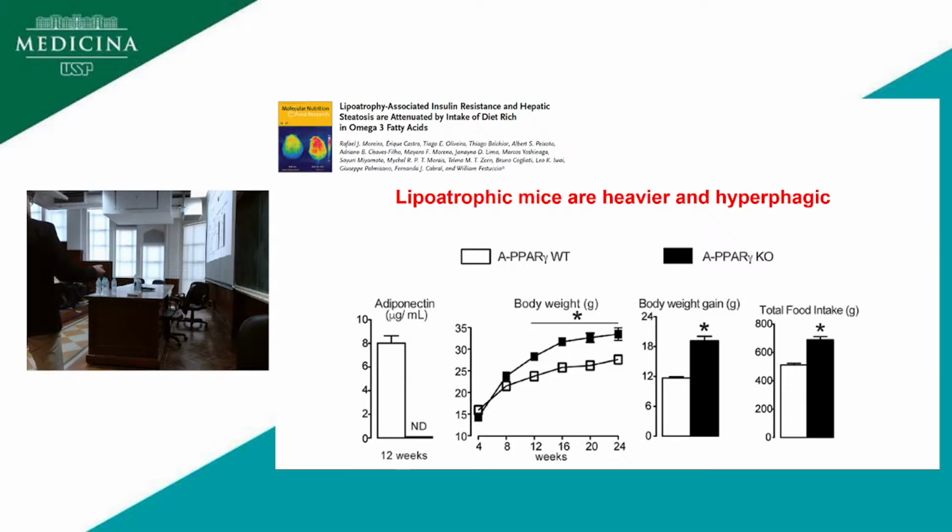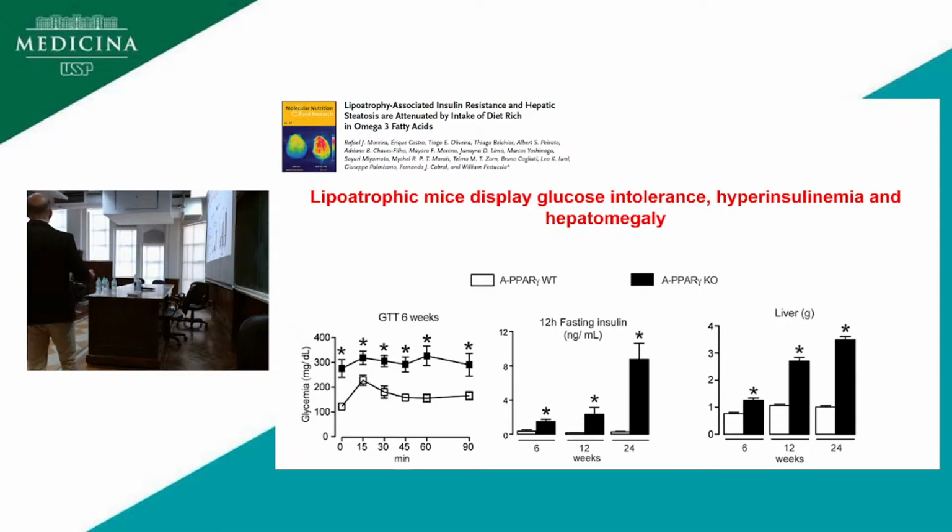And very interesting, these mice, even though they don't have white adipose tissue and brown adipose tissue, show an increase in body weight. They show an increase in food intake, and they are, as expected, severely insulin resistant and glucose intolerant, as you can see here in this glucose tolerance test. And we also evaluated insulin levels at several moments in the lives of these mice, and you can see they are hyperinsulinemic all the time. So they have higher levels of insulin, indicating that they are insulin resistant.